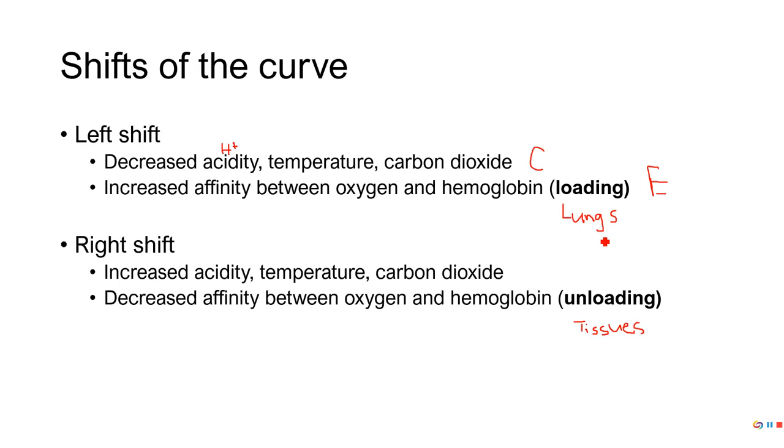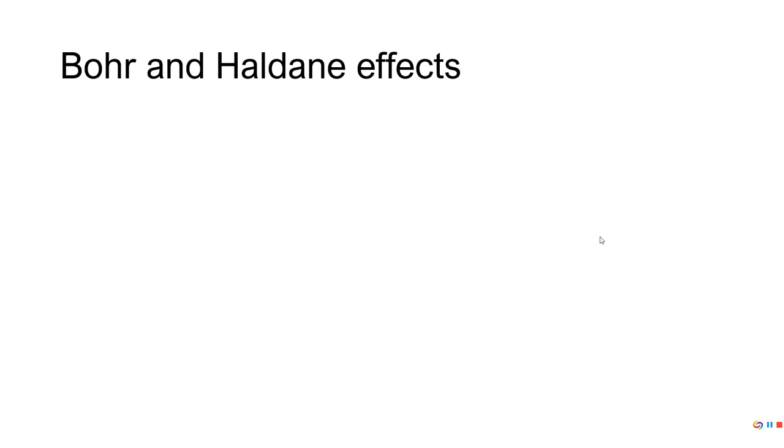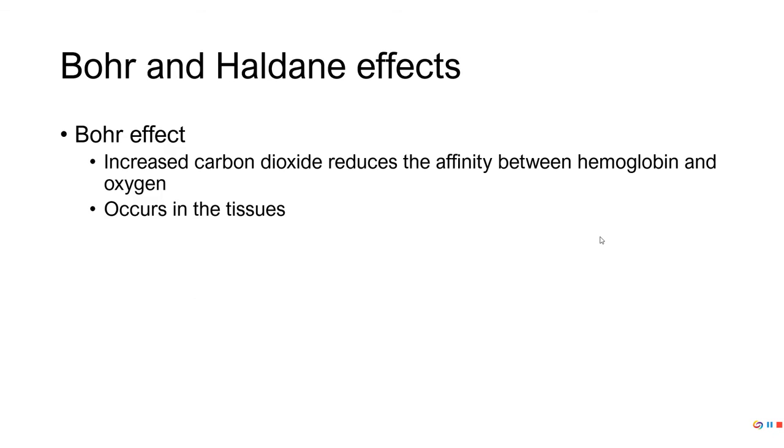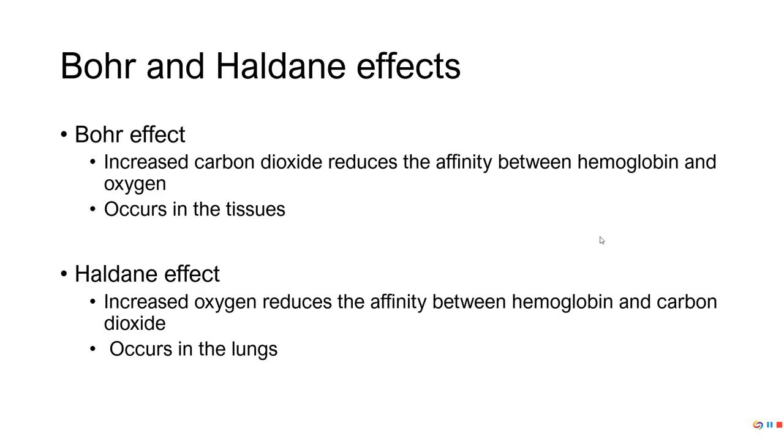Now, we can have a Bohr or the Haldane effect. And so the Bohr effect is that if I've got more CO2, I've got less affinity or less attraction between hemoglobin and oxygen. This occurs in the tissues, like I just said. The Haldane effect is that if I have high oxygen, that reduces the affinity between hemoglobin and carbon dioxide. This occurs in the lungs. Okay, so this is essentially what I said on the last slide, but now these guys are fortunate enough because they've discovered or understood this that they get their name put on it.